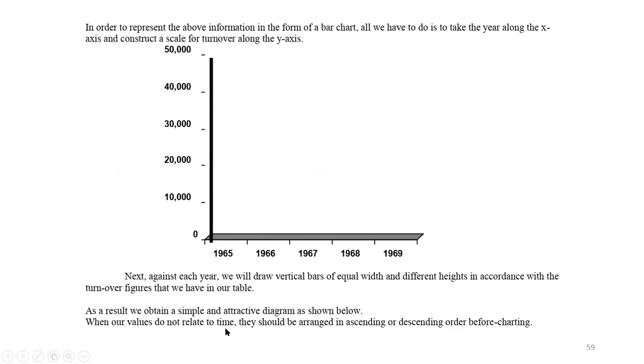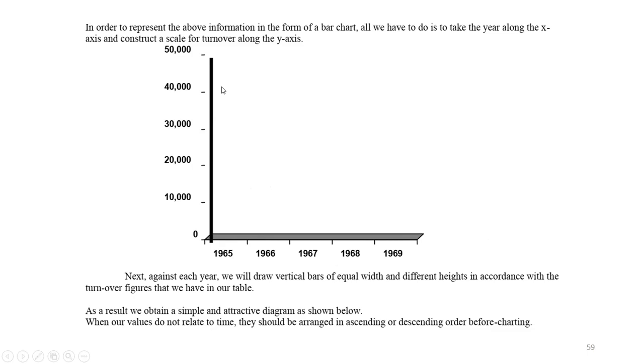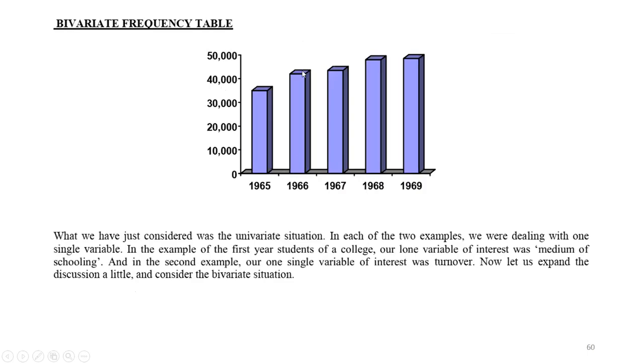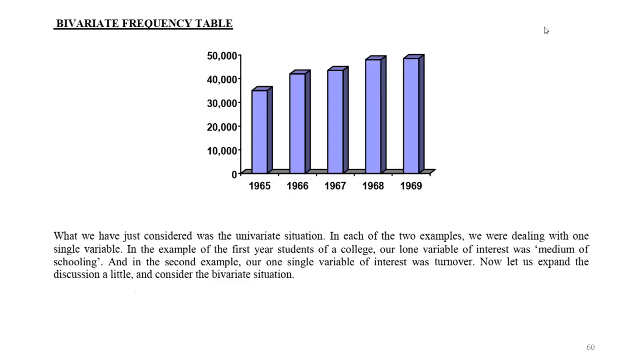When our values do not relate to time, they should be arranged in ascending or descending order before charting. You can see here in 1965 the turnover was 35,000. Okay, and in 1966 it was 42,000. You can see this has been arranged in ascending order. Okay, you can see that 1967, 1968, and 1969 was 48,500. You can see this represented here.